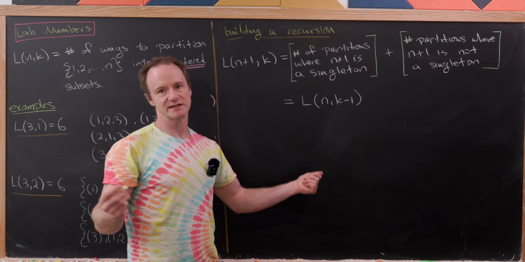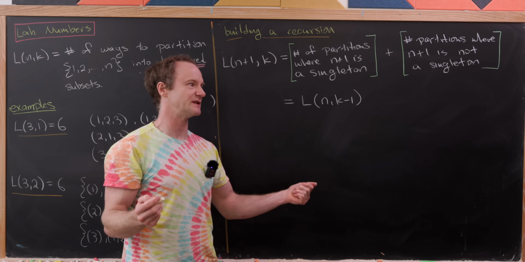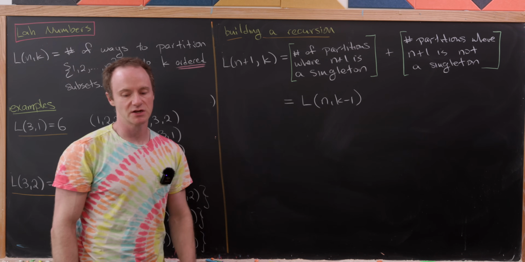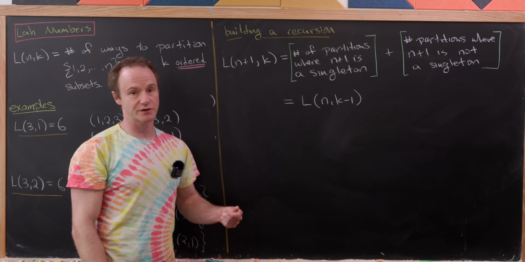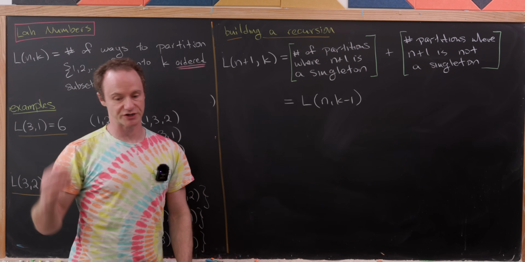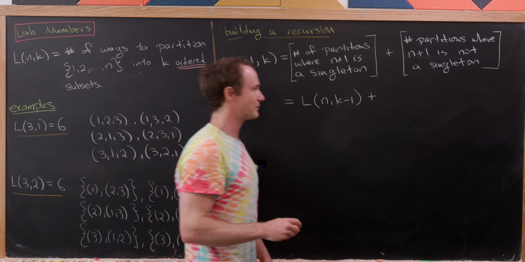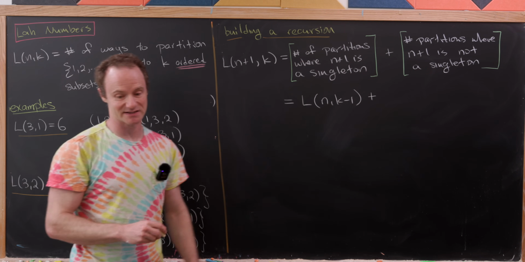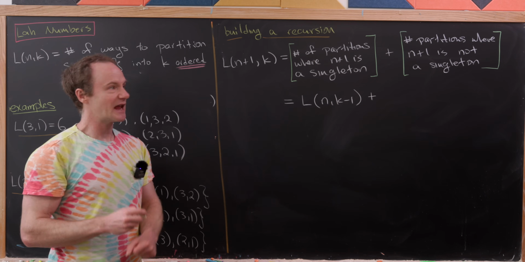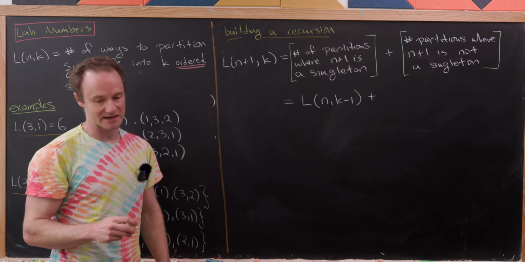But then n plus 1 is taking up its own set, which means we're left with k minus 1 total sets. Okay, so that's the first part of our recursion. Now, the second part will be the number of partitions where n plus 1 is not a singleton. And here's the way to think about that.